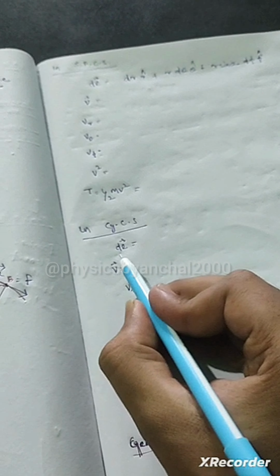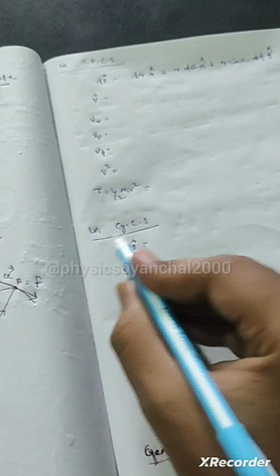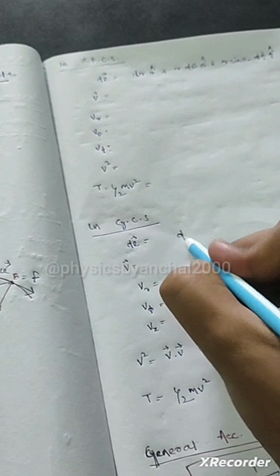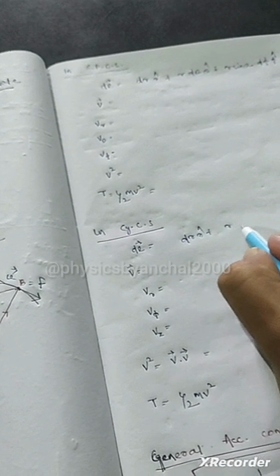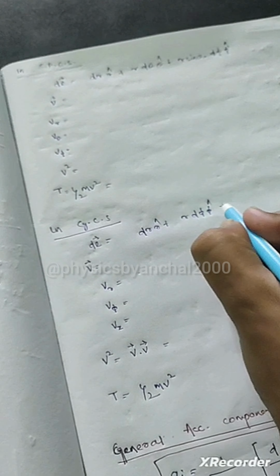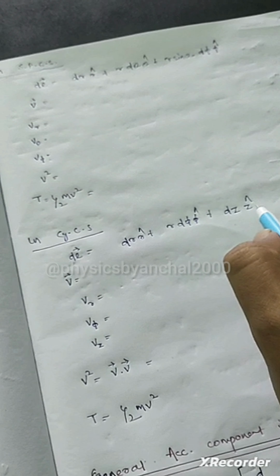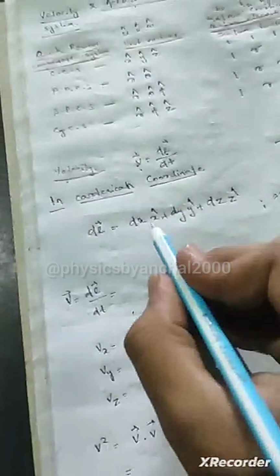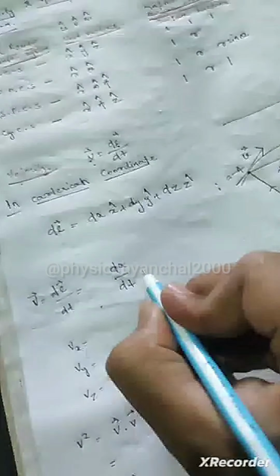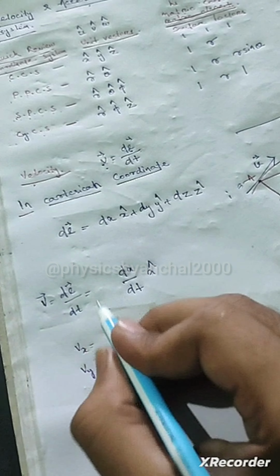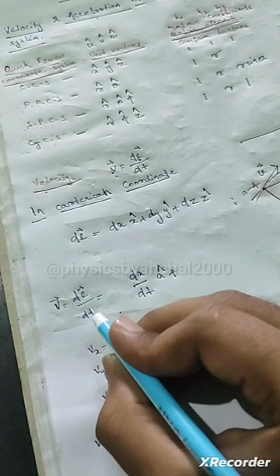Now, what is the length element in the cylindrical coordinate system? In the cylindrical coordinate system, the length element is dr r cap plus r d phi phi cap plus dz z cap. Okay. Now come to the point. What will the velocity be? The velocity in the Cartesian coordinate system will be dx by dt x cap, because we know v is equal to dl by dt. So we can put in the value of dl from the above equation.